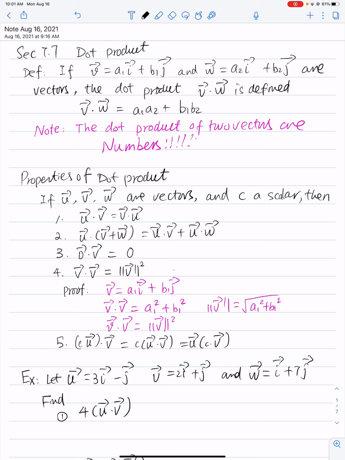If v equals a1 i plus b1 j and w equals another vector a2 i plus b2 j, the dot product is defined as v dot w equals a1 times a2 plus b1 times b2. There is a very important thing about the dot product: the dot product of two vectors is a number, so keep this in mind. Later on in calculus you will learn the cross product, which will be a vector. This is a major difference between the dot product and the cross product.